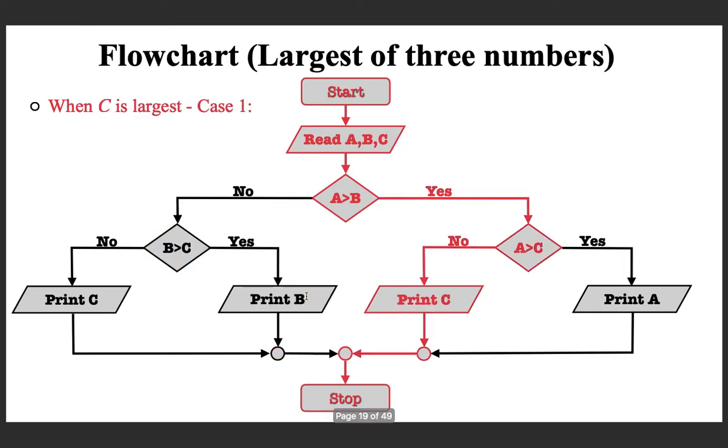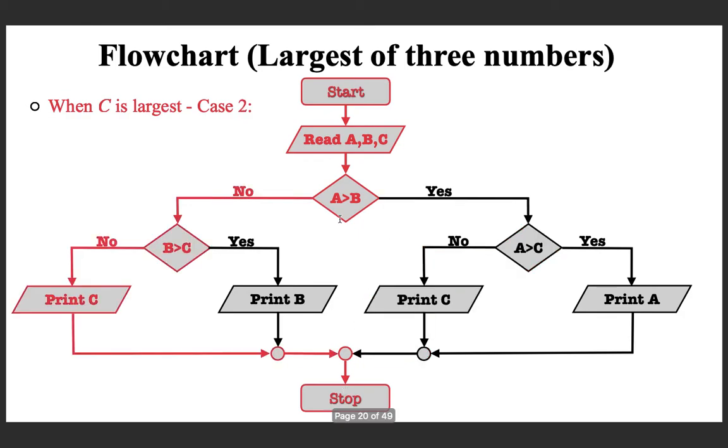Now the only other possibility is when C is largest. There are two cases. In the first case, after reading A, B and C, you are comparing A and B. Because C is largest, this comparison may or may not succeed, and that is why you have two cases. This is the first case, where suppose that A is greater than B. Then you are comparing A and C. You know that C is largest, therefore A is not greater than C. It must be a no case, and you are printing C. So along this path, it is correct.